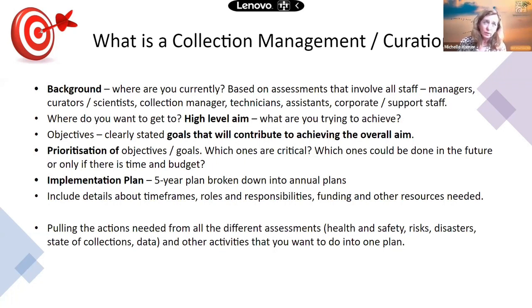And we've covered all kinds of assessments during this series of webinars in the course. And those assessments should really have involved all the staff, managers, curators, scientists, collection managers, technicians, assistants, corporate and support staff, so you know exactly where you're at the moment. And then you need to have a high-level aim, so a statement about where you want to be. What are you trying to achieve in the next 5 years? It's one statement. Where do you want to be?